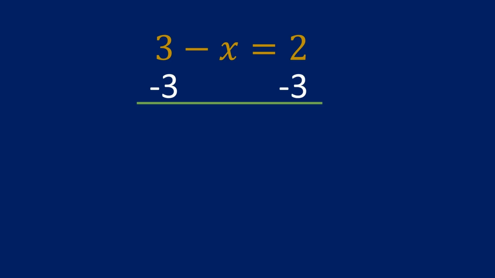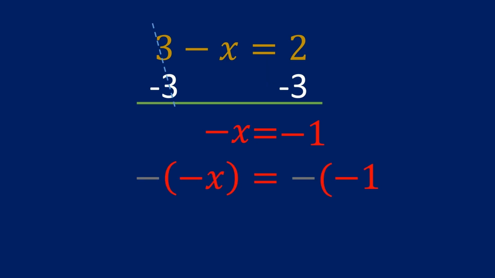Try a similar problem. Let's say that 3 minus x is equal to 2. Go ahead and find the value of x. So like before, we are going to subtract both sides by 3. 2 minus 3 is equal to negative 1, and let's bring down the negative x. So now let's multiply both sides by a negative sign. So on the left we have negative times negative x, which is positive x. Negative times negative 1, that's positive 1. So x is equal to 1, and it makes sense, because 3 minus 1 is 2.